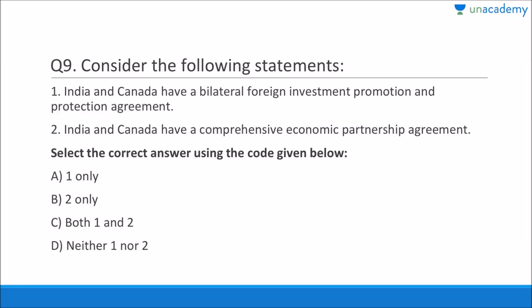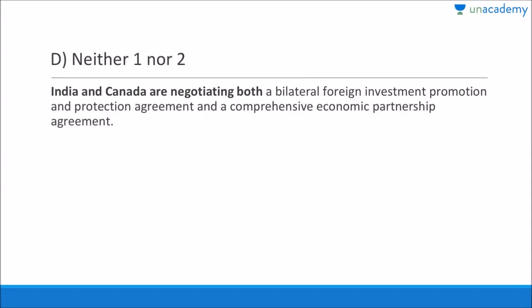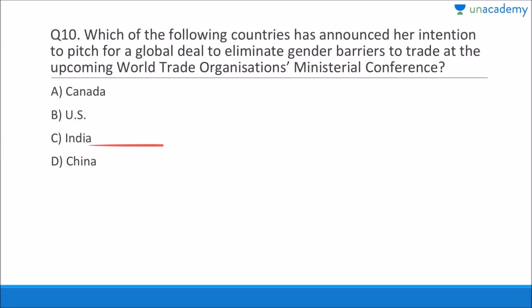India and Canada have a bilateral foreign investment promotion and protection agreement. We are negotiating currently. We do not have one as of now. India and Canada have a comprehensive economic partnership agreement. This is also wrong. Both are in the process of negotiation. So India and Canada are negotiating both a bilateral foreign investment promotion and protection agreement, FIPPA, and CEPA, comprehensive economic partnership agreement, under negotiation.